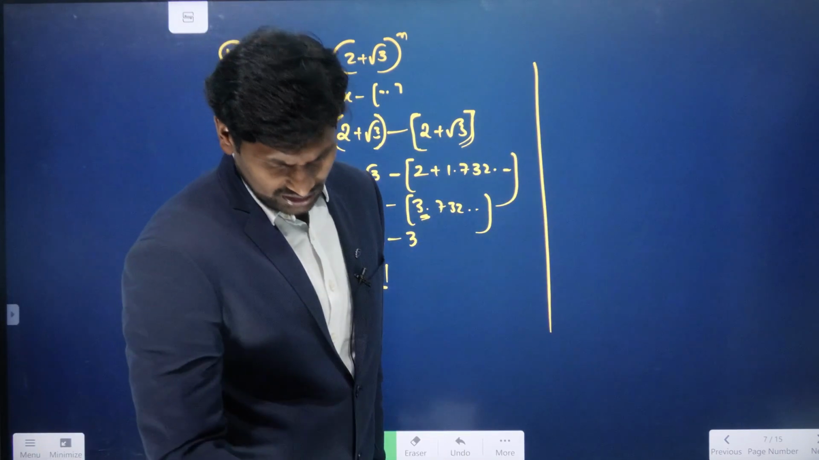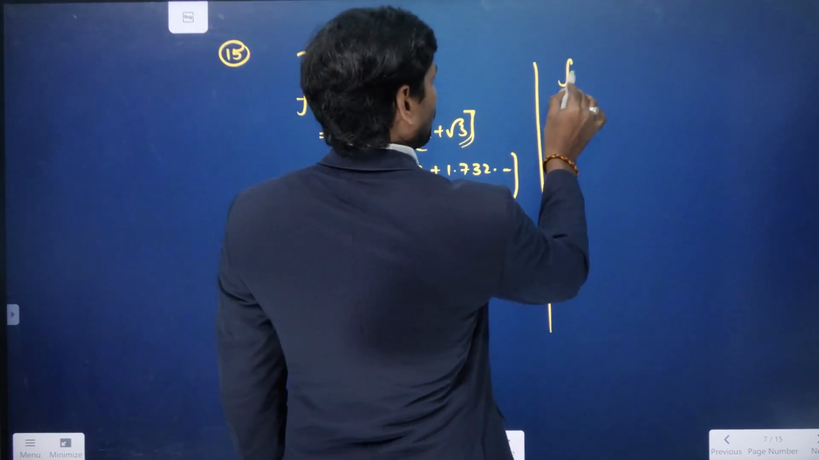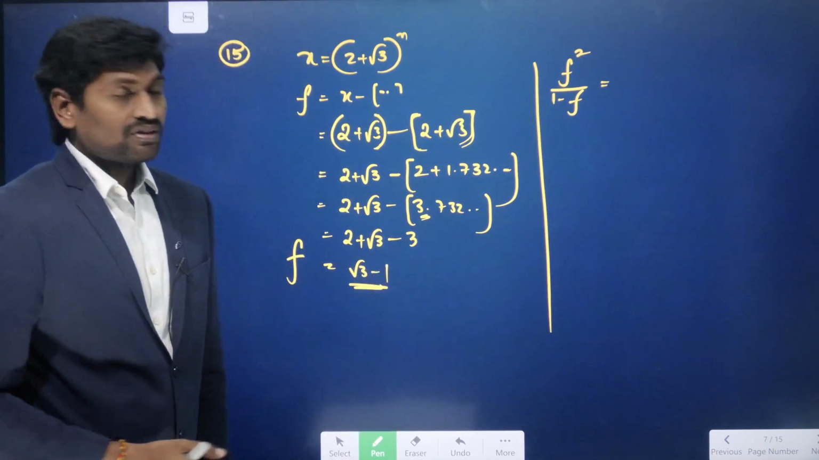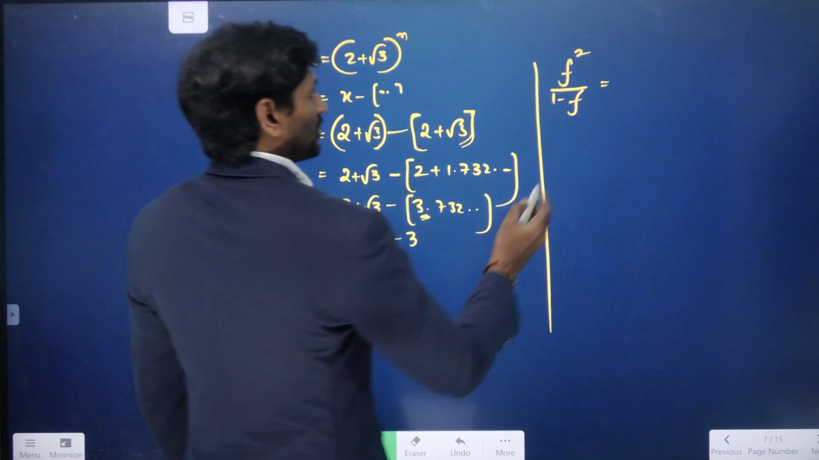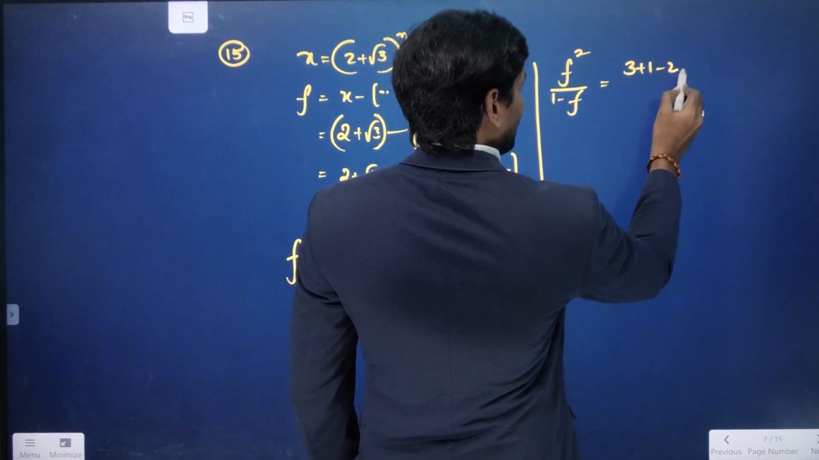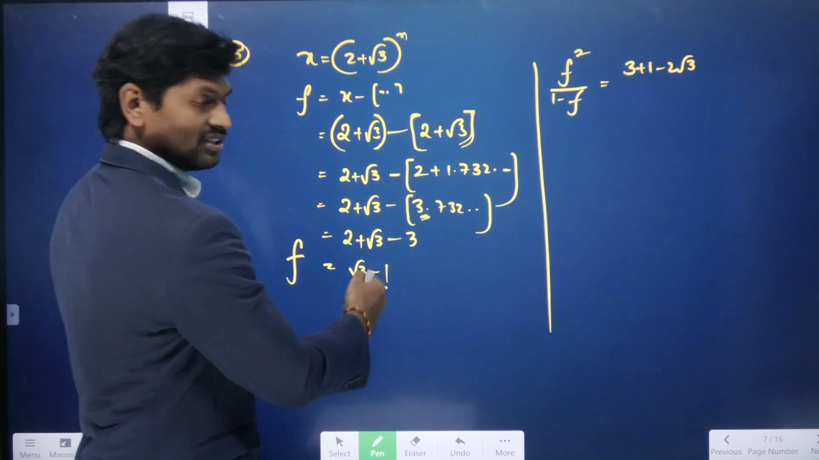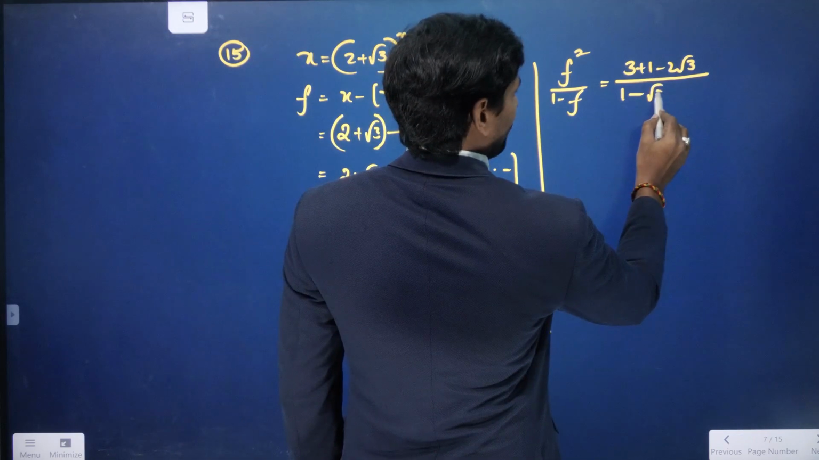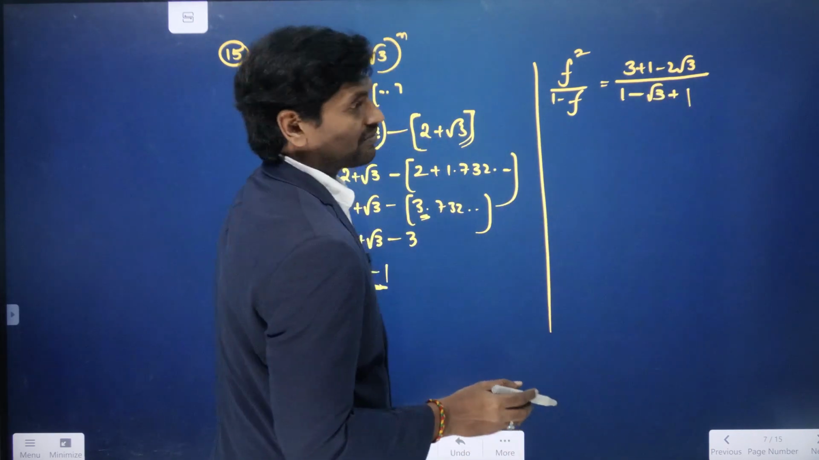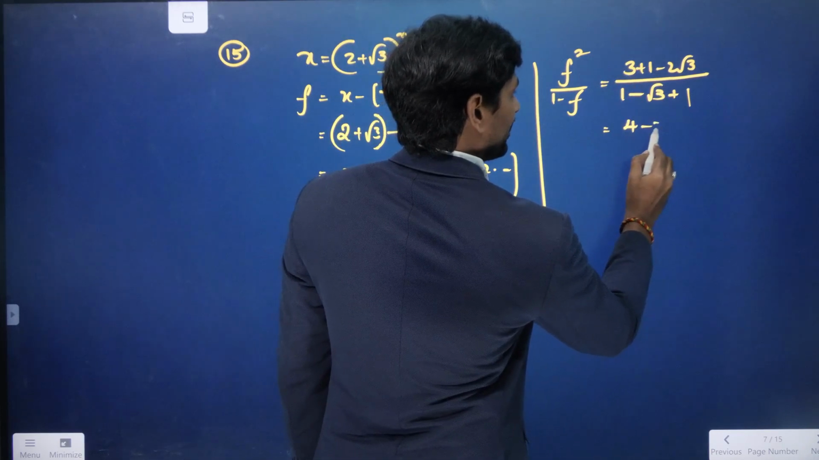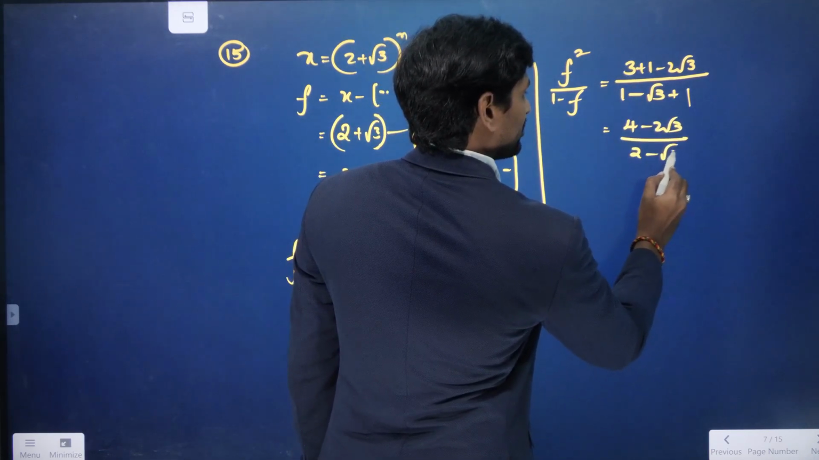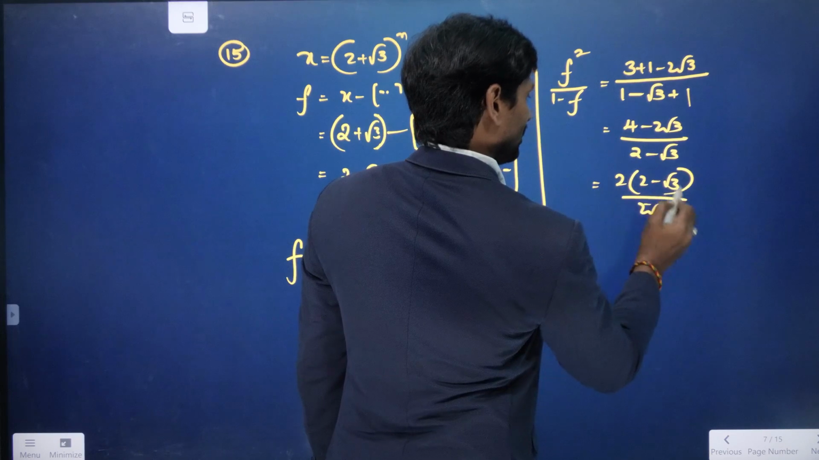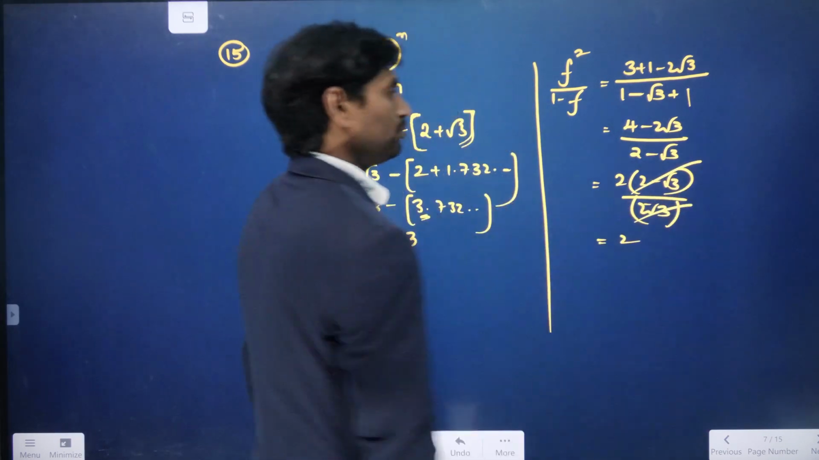Now we need to find f square by 1 minus f. For f square, apply the (a plus b) whole square formula, a square plus b square minus 2ab. For 1 minus f, the value is root 3 minus 1, and whenever you see the minus, it becomes root 3 plus 1. So the numerator is 4 minus 2 root 3 by 2 minus root 3. Take 2 common: 2 times (2 minus root 3) by (2 minus root 3). Cancel this value, we get 2.